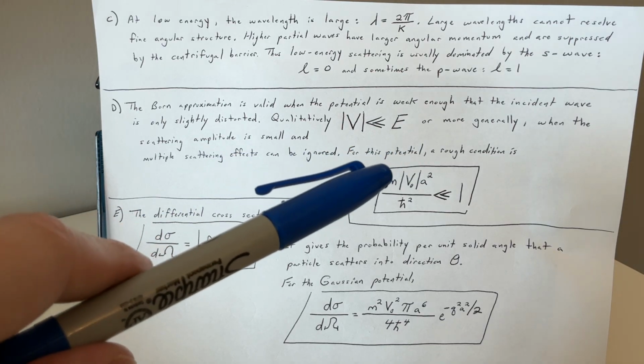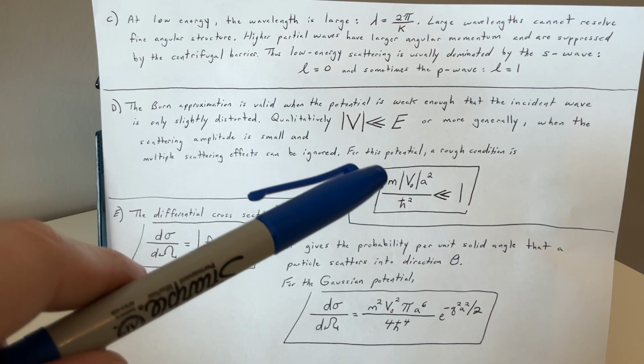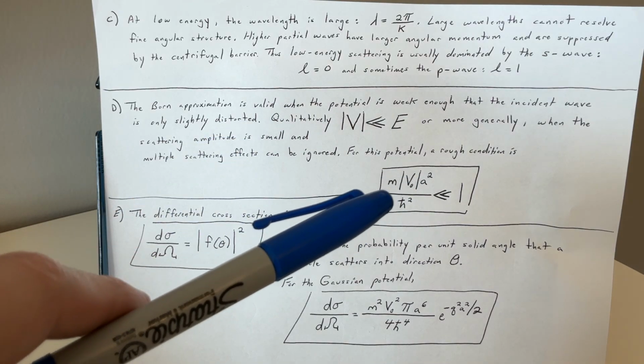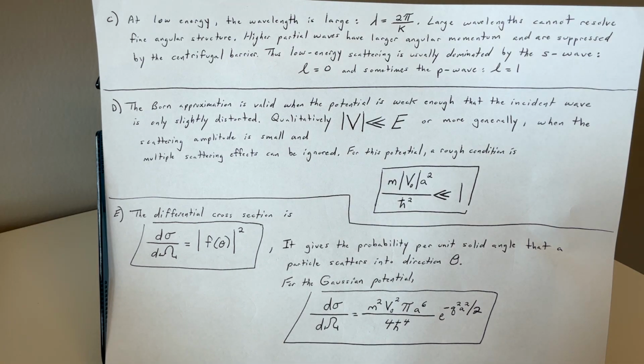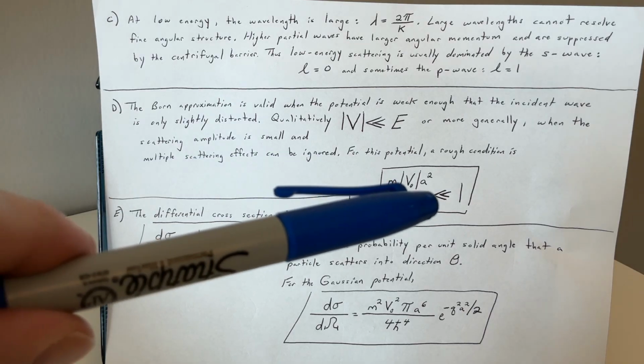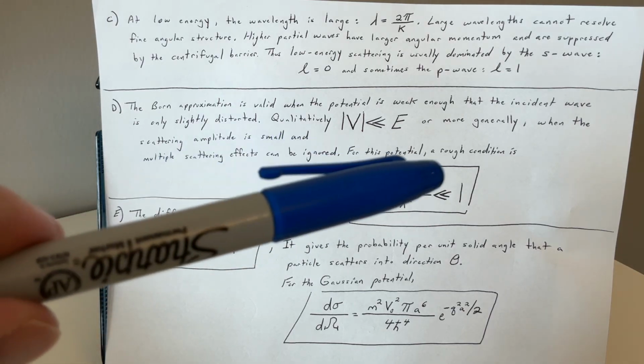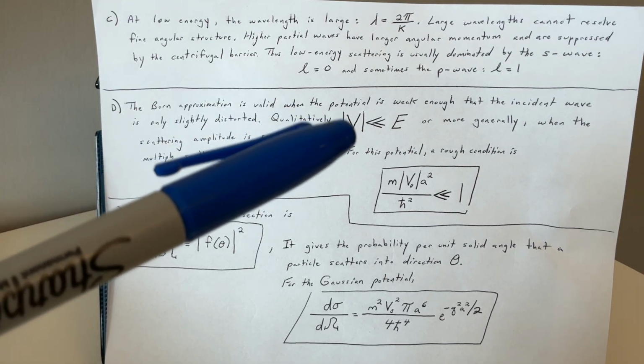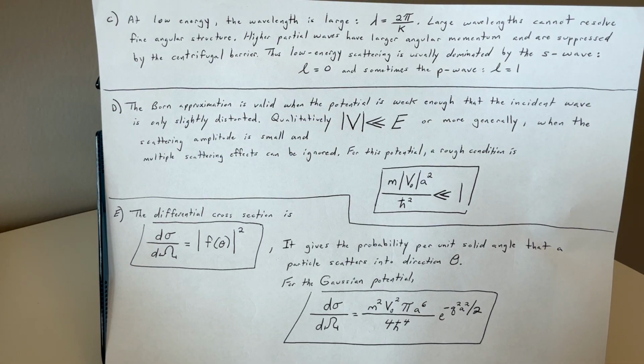For this potential, here's our rough condition: m times the modulus of V naught times a squared over h bar squared is much less than 1. So this quantity is much less than 1, and qualitatively the modulus of V has to be much less than E. And then for part E, we want to describe the physical significance.